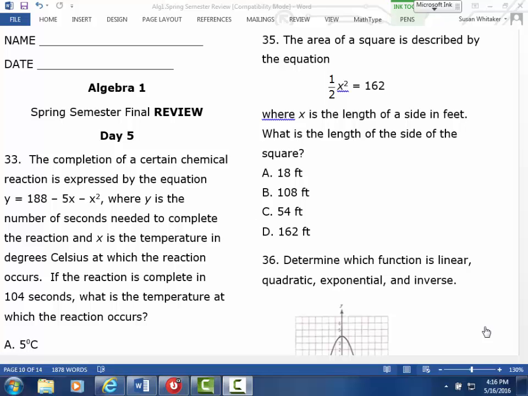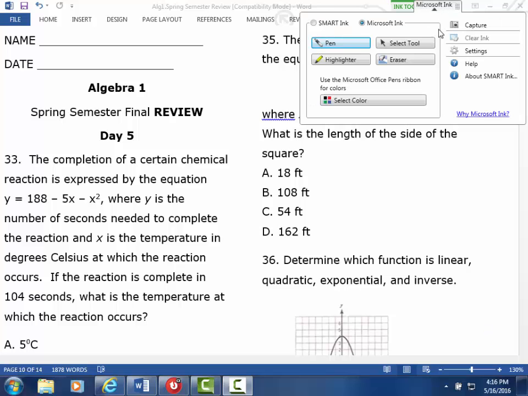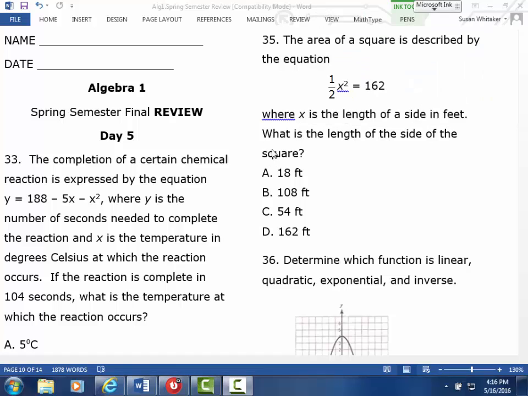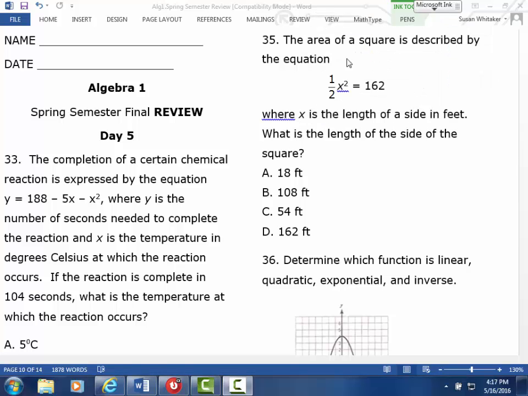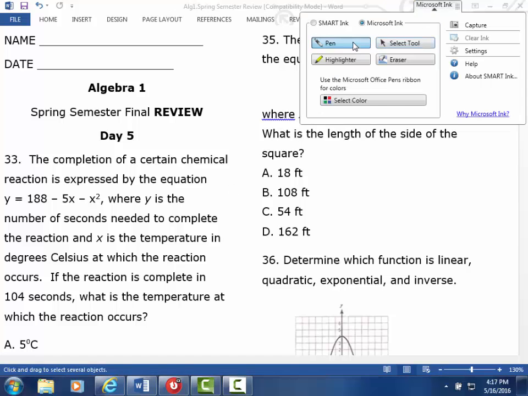So here we are with Spring Semester Final Review Day 5, starting with question 33. Yay! We're almost done. Okay, so we're going to read the question to start off with. That's always a good place to start, right? See if I can get my pen to work.